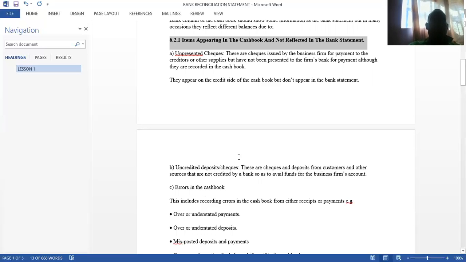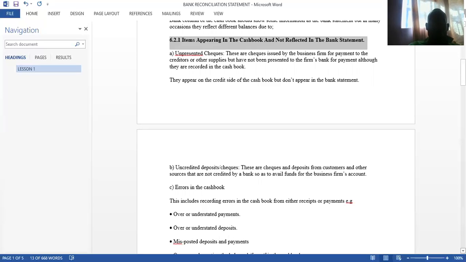Another case of items appearing in the cash book and not reflected in the bank statement is a case of errors in the cash book. More often than not, the accountant might make some errors. Instead of writing 10,000, he writes maybe 1,000. Instead of writing maybe 20,000, he writes 200,000. That is a case whereby we can say the amounts have been overstated or understated.